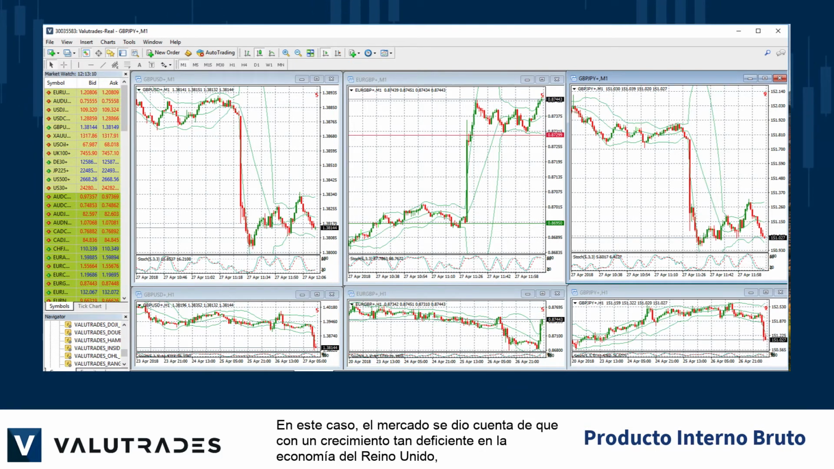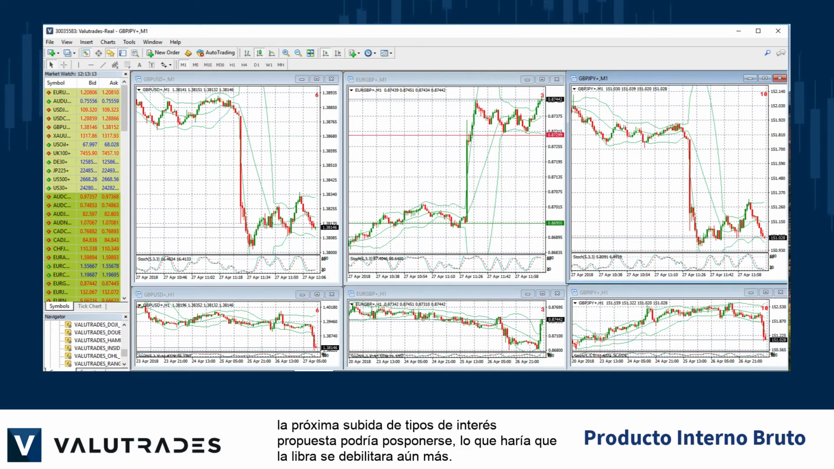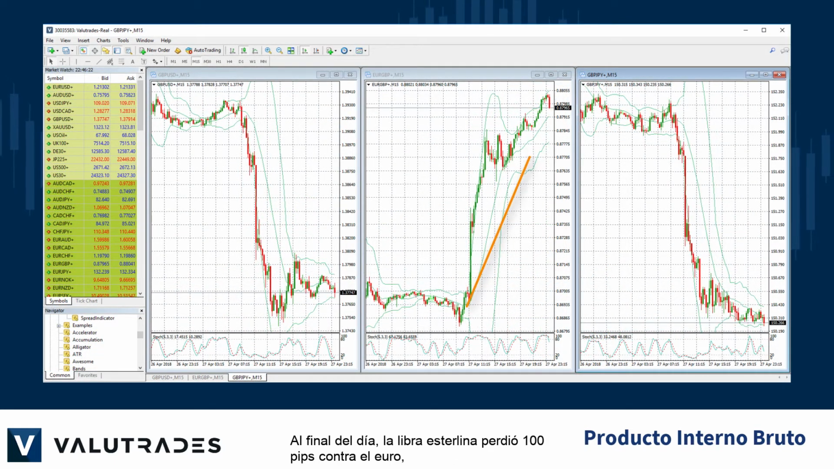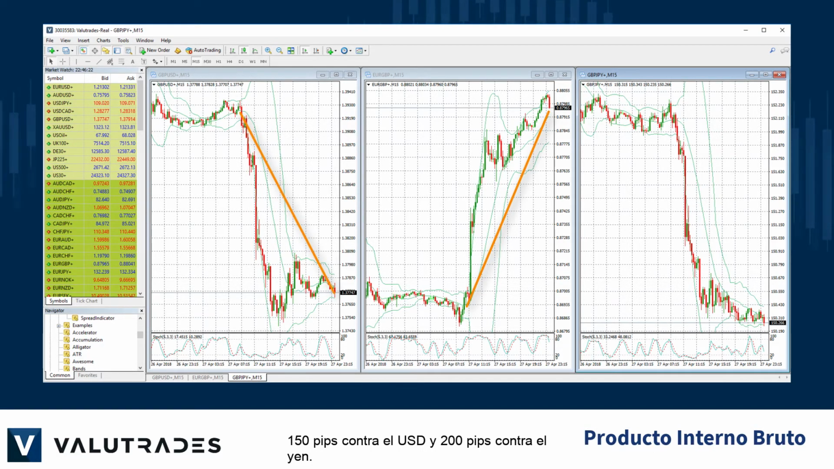In this case, the market realized that with such poor growth in the UK economy, the next proposed interest rate rise might be postponed, thereby sending the pound weaker still. By the end of the day, sterling lost 100 pips against the euro, 150 pips against the US dollar, and 200 pips against the yen.